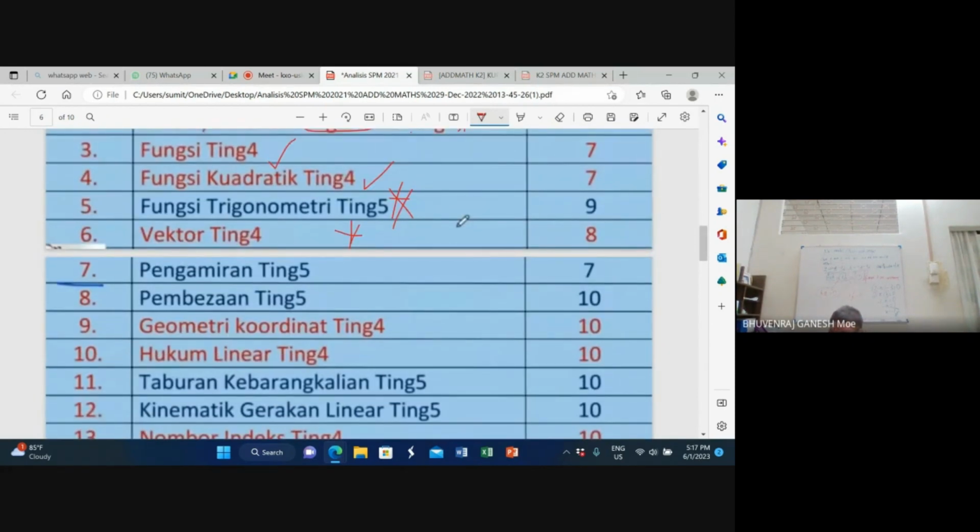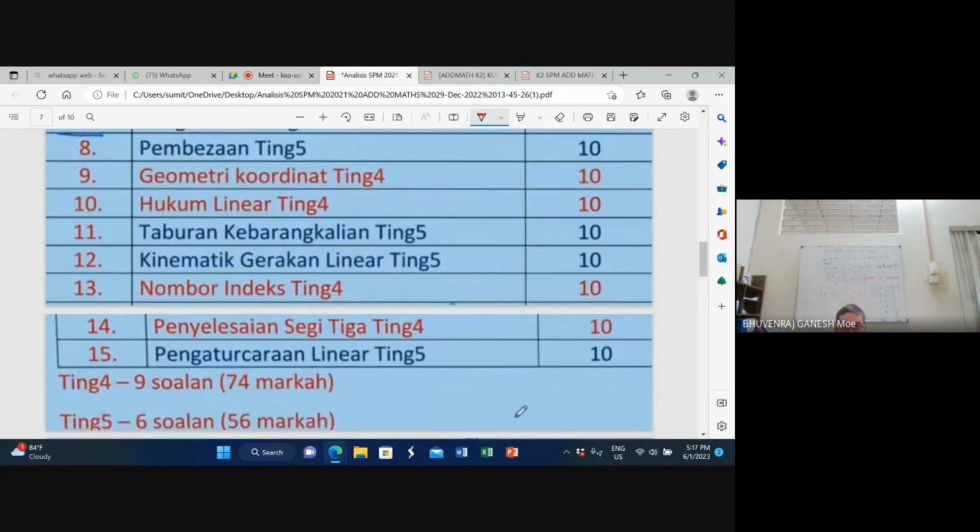And then differentiation, this one I'm doing today. These 2 are okay already. This one I will do after. So linear law, this one you need also. And then these 2 as well. This one's a new one.